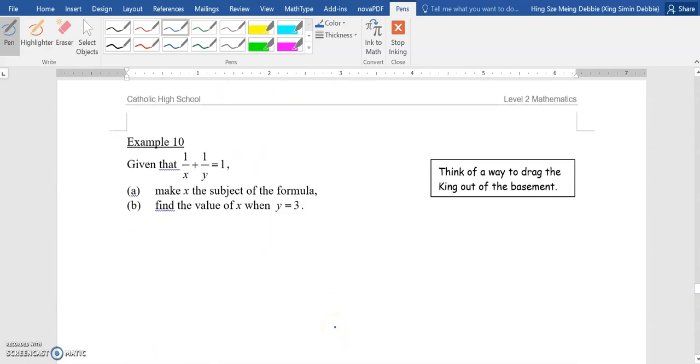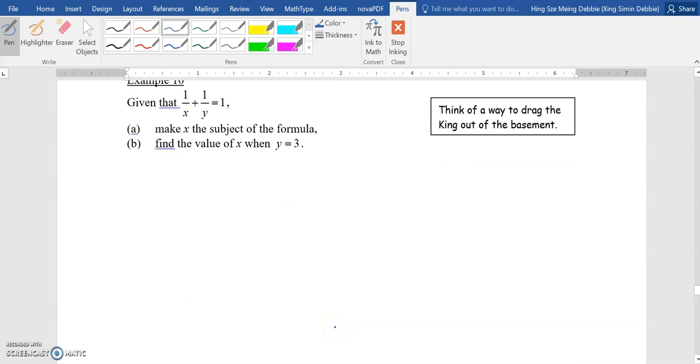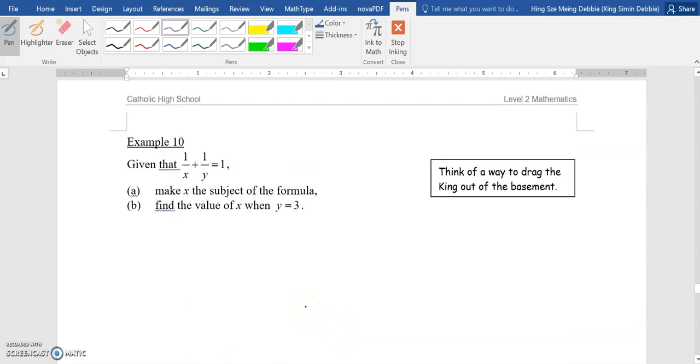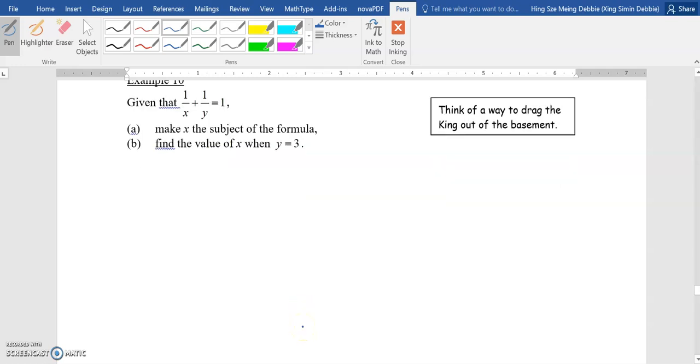In example 10, a typical exam question reads like this: 1 over x plus 1 over y equals 1. Let's make x the subject of the formula. In part A, they want us to make x the subject of the formula. So let's look at the question.